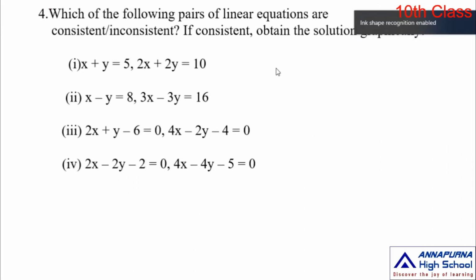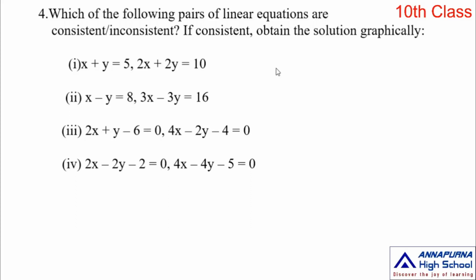Here the fourth question is, which of the following pairs of linear equations are consistent, inconsistent? If consistent, obtain the solution graphically. Here I will explain these questions, so write your answers on your own. Just observe which of the following pairs of linear equations are consistent, inconsistent. By comparing the ratios, we can easily decide whether the given pair of linear equations are consistent or inconsistent. If consistent, that means the linear equations have a unique solution, or the pair of linear equations has infinitely many solutions.